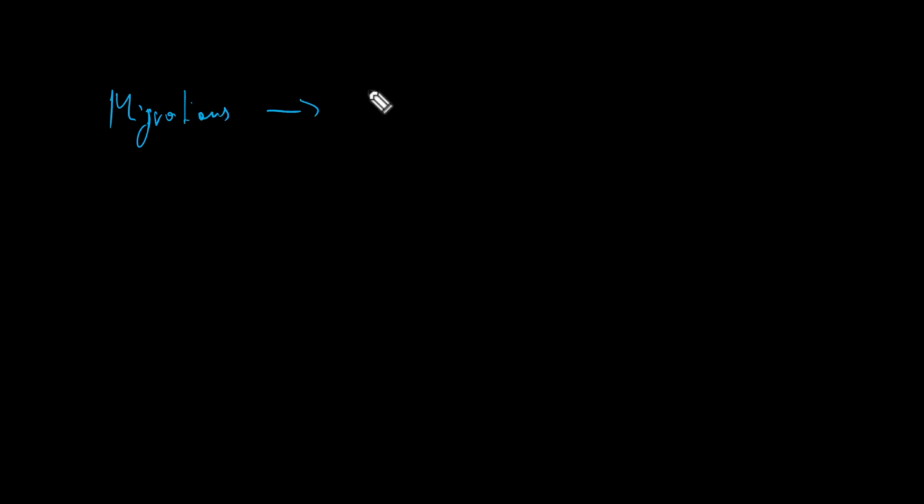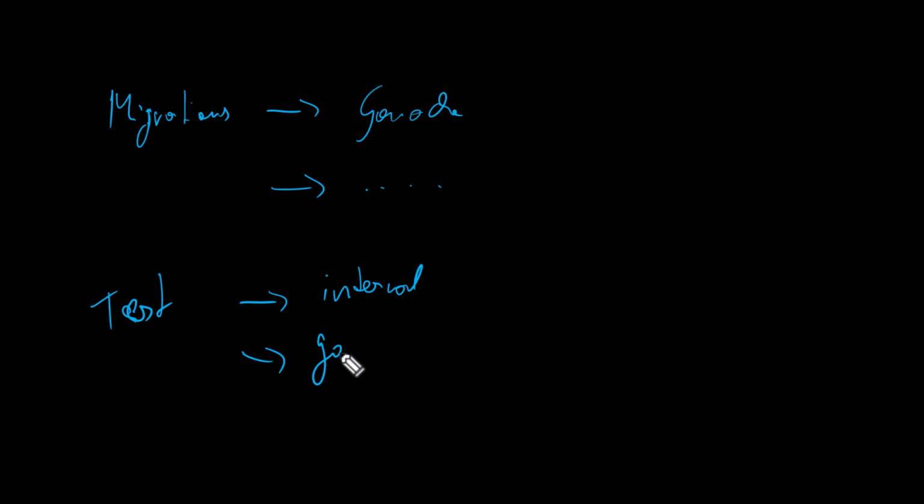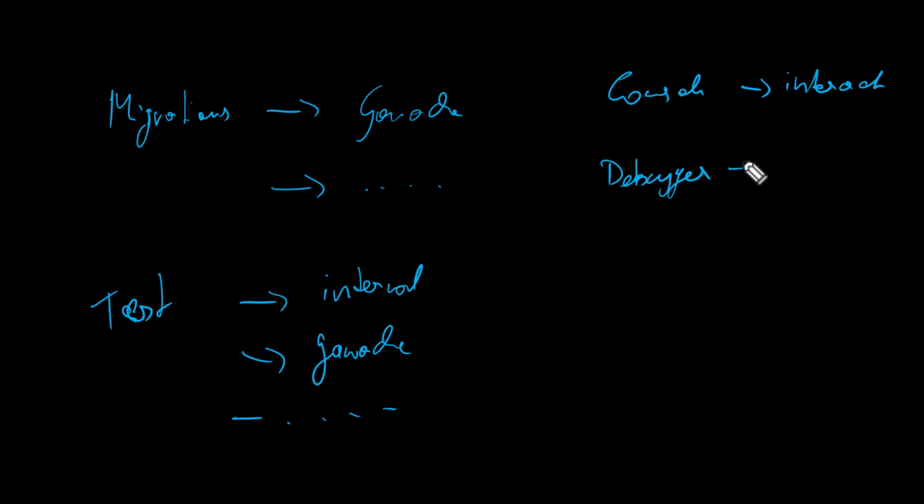Which deploys to our Ganache or deploys to any other network. Then we have the tests, which works on an internal network, or if you want to on Ganache or any other network. Then we have a console, which we used, where we can interact with the smart contracts. And then we have a debugger, which is a step-by-step.